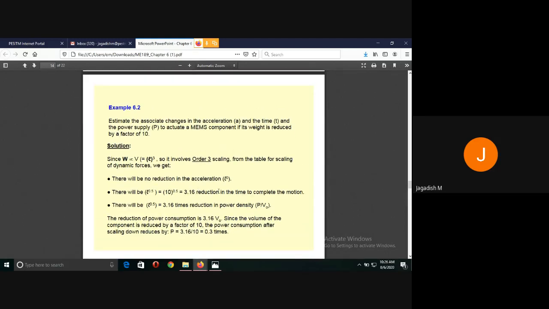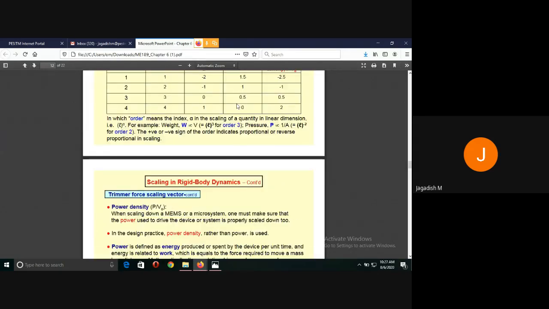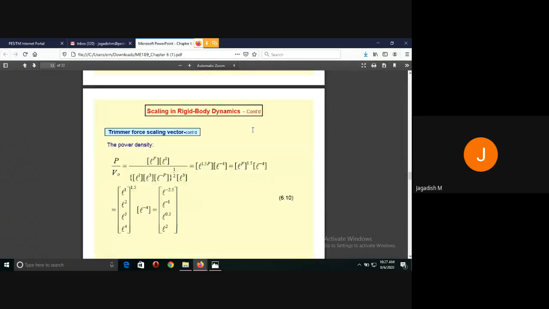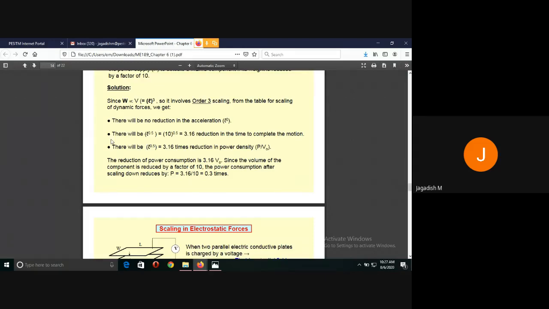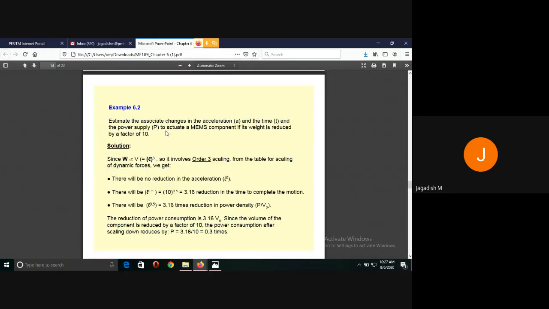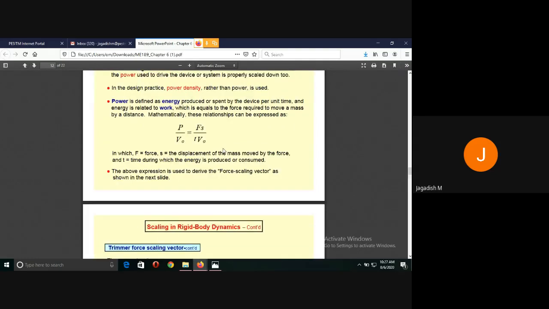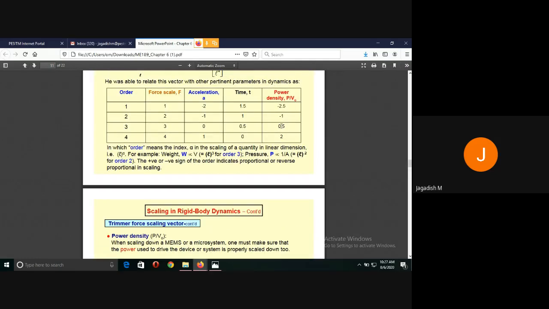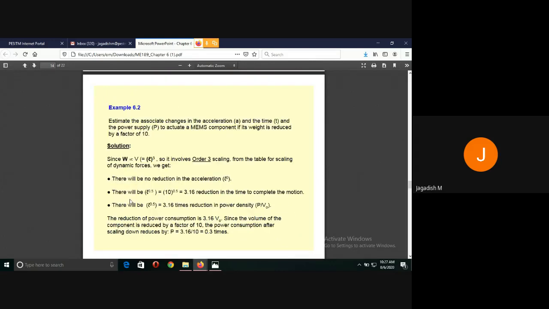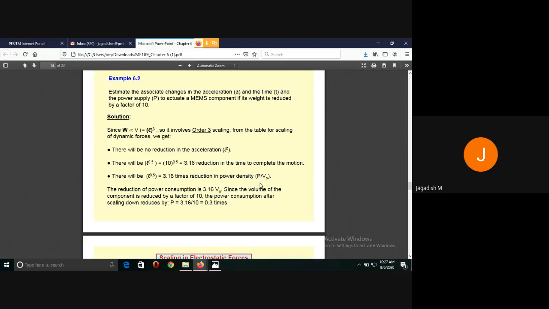Why is there a reduction, even though the quantity is positive? Because we are talking about miniaturization here. Remember, even though the quantity is positive, it doesn't mean that it will increase. It will decrease, because we are talking about miniaturization. Then what is the other parameter they have asked? That is the power supply P. Power supply is 0.5. Once again, L to the power 0.5 is 3.16 times. There is a reduction in the power.